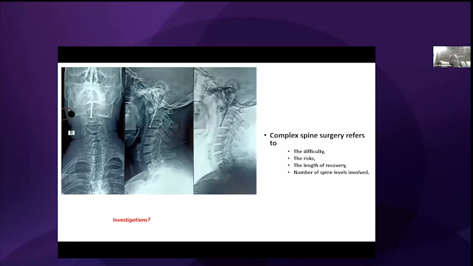Of course, in such cases, we need to do CT and MRI. CT is to diagnose the bony pathology which is present. MRI is to identify the ligamentous and the neurological status, and of course CT angiography is important to identify the state of the vertebral artery as well.